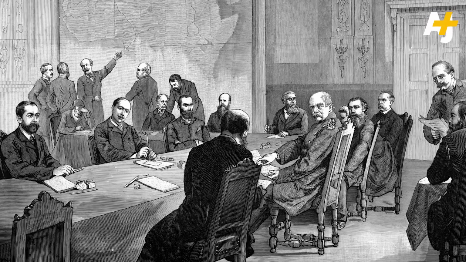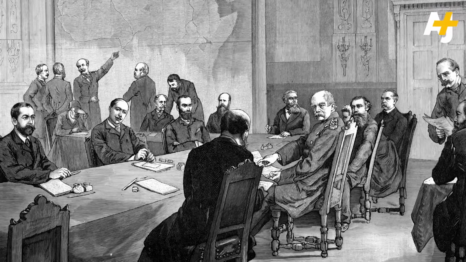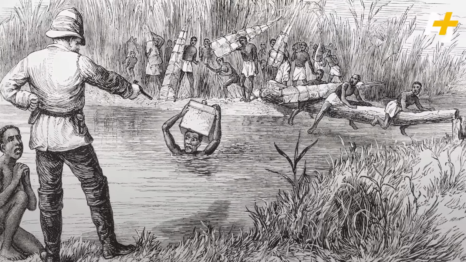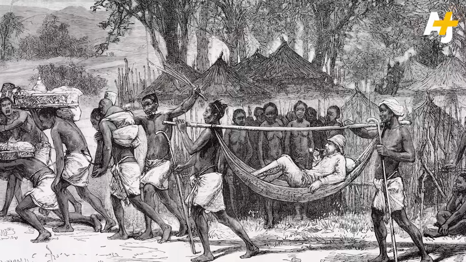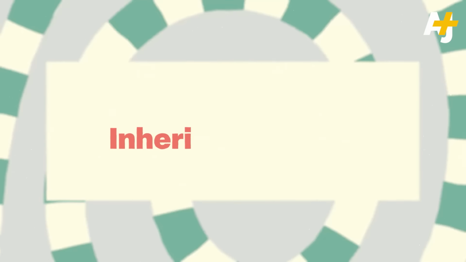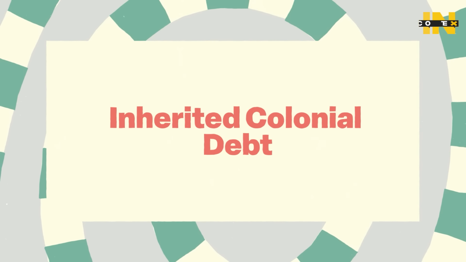So Britain, France, Portugal, Germany, Belgium, and Spain sliced up the continent, creating arbitrary borders and boundaries, grouping totally different ethnic groups and claiming large swaths of land for themselves. And these colonial powers exploited the resources of other countries to bolster their own economies. Notice a pattern? During this era, we see inherited colonial debt.